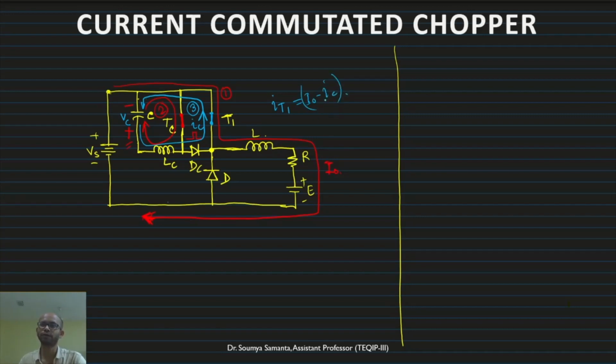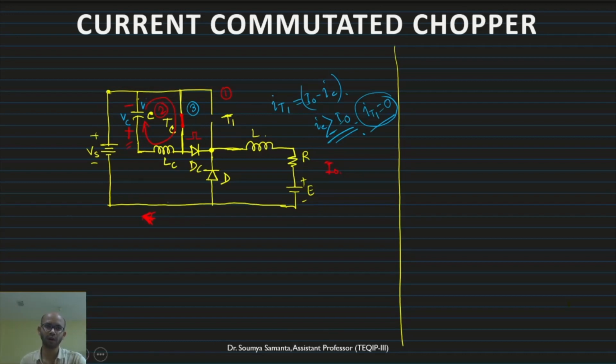So the moment IC becomes greater than or equal to I naught, then IT1 will be 0. The moment the current through T1 goes below the holding current, the thyristor will be turned off. As a result, this will be turned off and open circuited. The moment this goes open circuited, this is step 4: the load current cannot flow through this.